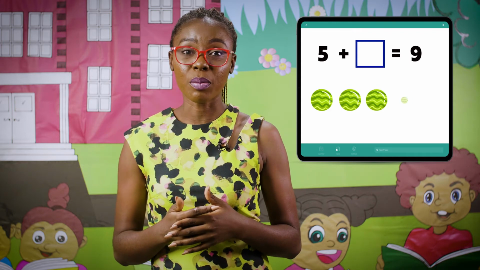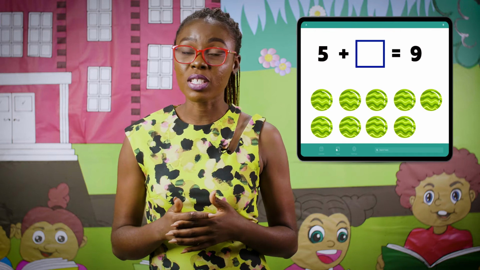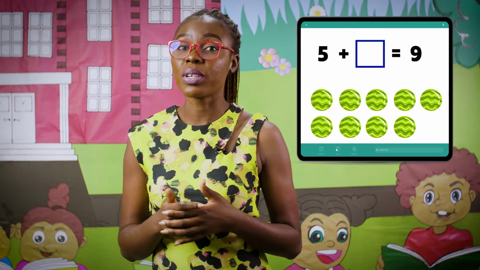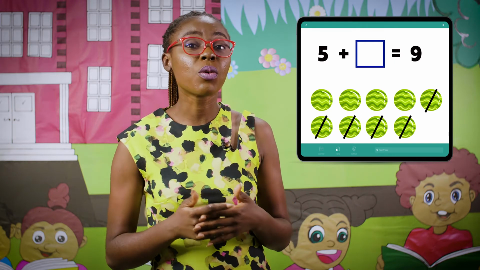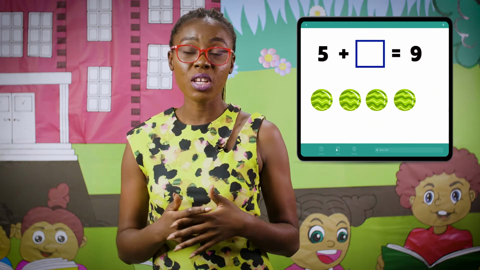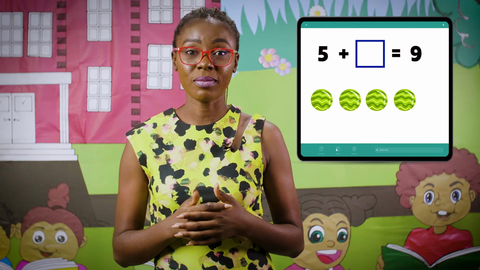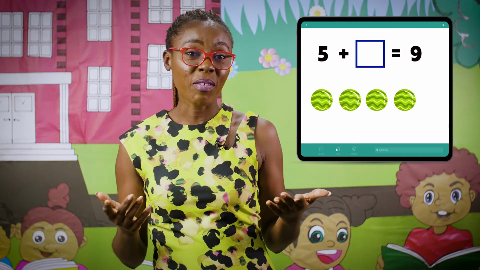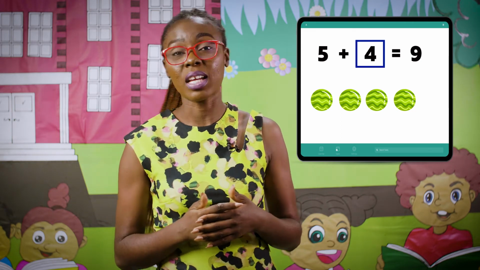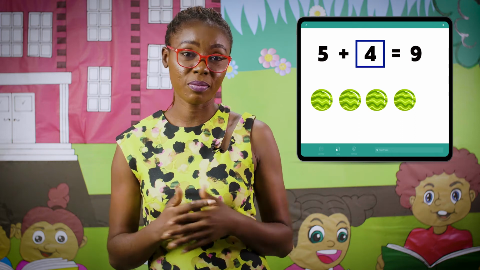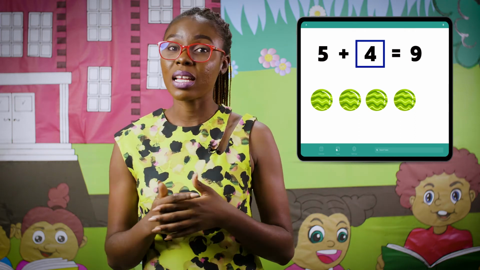After drawing 9 bubbles, we then cross out 5 bubbles because 5 is the number we were given. After crossing out 5 bubbles, we then go on to count the remaining bubbles to find the number that is supposed to be in the empty box. What we have left here is 4. That means 4 is the number that is supposed to be in the empty box. So 5 plus 4 equals 9.